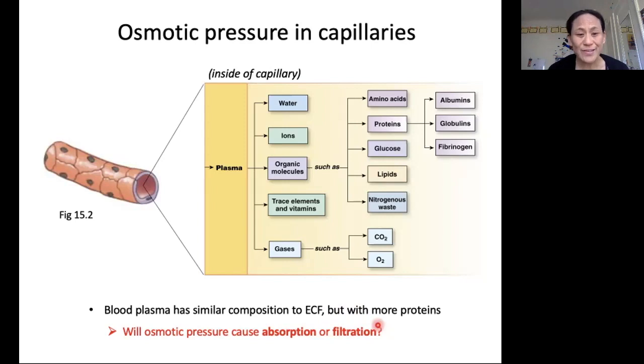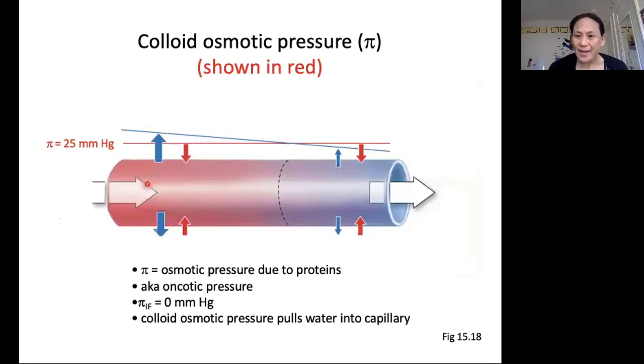Okay, so hopefully you figured out that osmotic pressure is going to encourage absorption, right? We have a higher osmolarity inside the capillary than outside of the capillary. That is going to draw water towards the inside of the capillary, okay? All right, so as we just established, the osmotic pressure inside the capillary is greater than the osmotic pressure outside of the capillary. Let's talk about how that plays into fluid movement across the capillary wall.